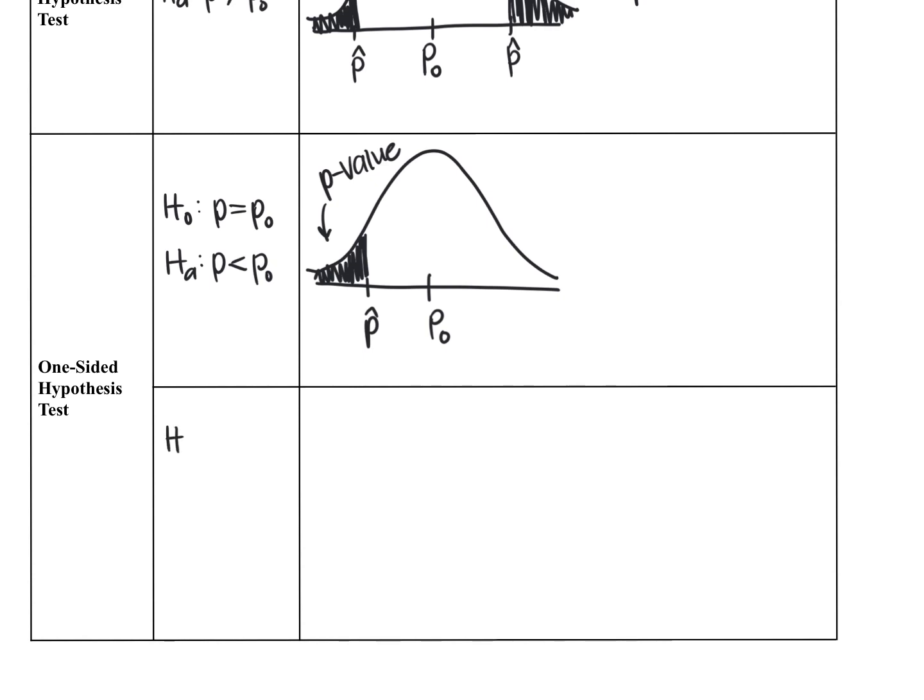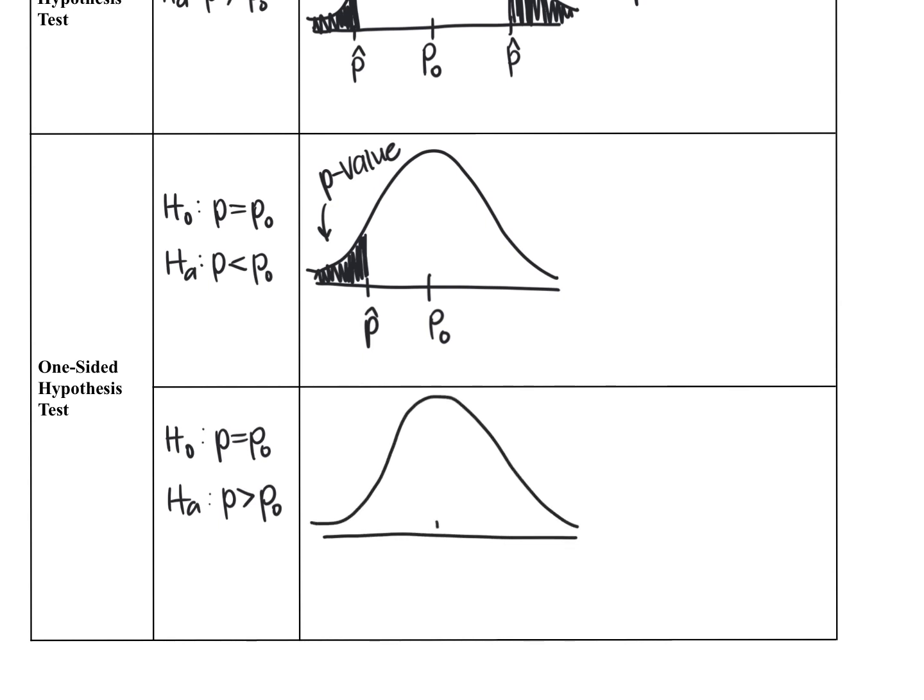And for our other one, null hypothesis, P equals P naught, the alternative that P is greater than P naught. We still have our curve, we have our P naught. This time our P hat would be above it, and we just have one area for our P value. So we're finding the area, or the probability, of getting a P value that we have.